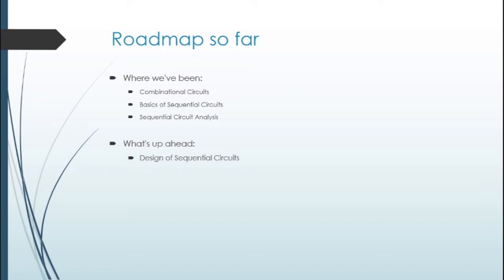Roadmap so far: in this course we studied combinational circuits. We then saw the basics of sequential circuits. We saw how flip-flops work, how different latches work, and then we started sequential circuits. Last time we analyzed the sequential circuit and saw how to build a state diagram from it. This time we'll be designing a sequential circuit, so it will be a process that is totally the reverse of the analysis that we did last time. We'll start with the state diagram and end up building a circuit from that.